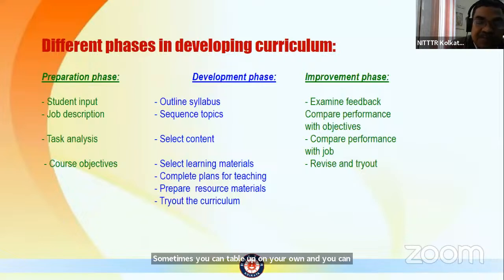Complete plans for teaching. You prepare your plan for how we can teach that particular subject. Prepare resource material.